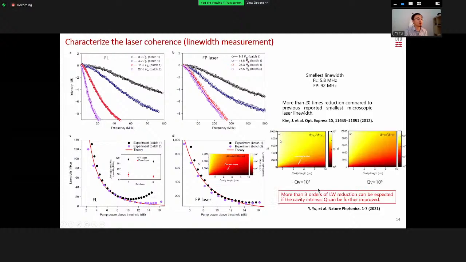And we also calculate the line width reduction factor as a function of the nanocavity Q factor and cavity length. And our current point is somewhere here. We can find that by decreasing the size of the lasers, the final BSC laser will become increasingly advantageous. Also, more than 3 orders of line width reduction can be expected if the cavity intrinsic Q can be further improved, for example, to 10^6, which seems difficult in the indium phosphide platform, but is totally feasible in lower-loss materials such as silicon and silicon nitride.